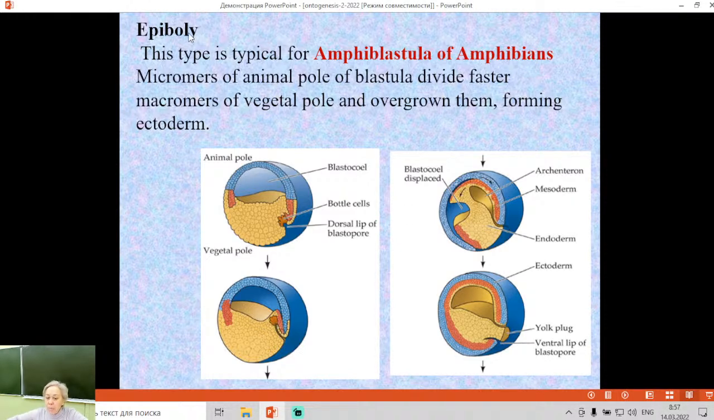Next process, epiboly. This type of early gastrulation is typical for the amphiblastula of amphibians. Micromeres of the animal pole of the blastula divide faster than macromeres of the vegetal pole and overgrow them, forming ectoderm. And you see this process on this slide.